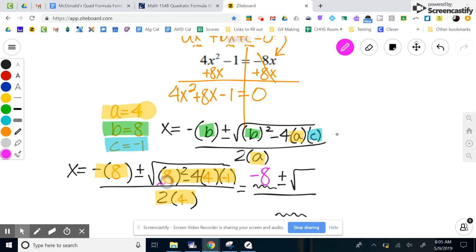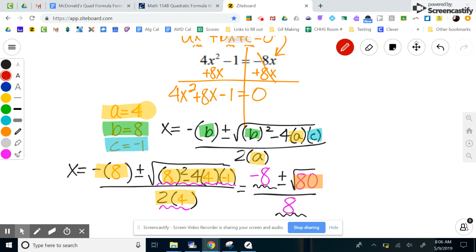Next thing I need to do is I need to simplify all this in my calculator. So go ahead and get your calculators out, pause the video, and simplify that. I got 80. Hopefully you guys got the same thing. Right, and then I've got 2 times 4, which is 8. Lots of 8s in this problem. Okay, next up, I've got to simplify the square root. So the square root of 80 is what I'm looking at.